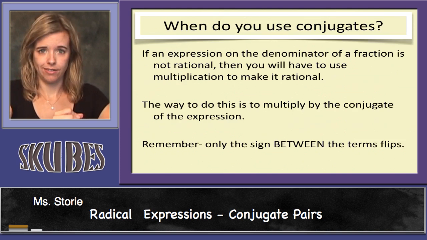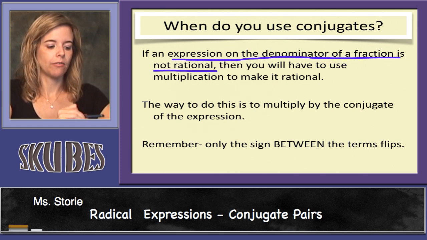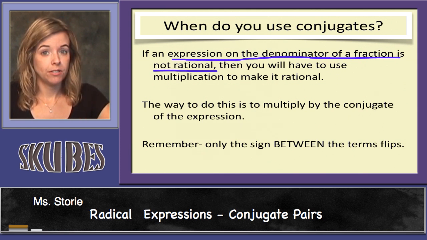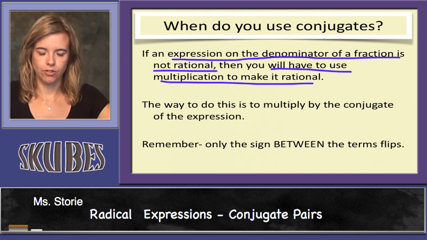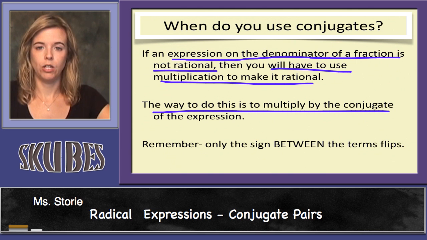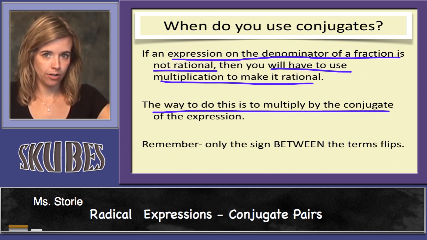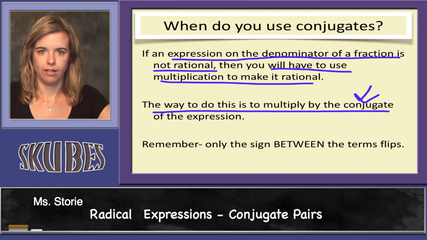Now, when do you use these things? Well, if an expression on the denominator of a fraction is not rational, it means there's a radical down there. Then you will have to use multiplication to make it rational. And the way that you get rid of a radical on the denominator of an expression is you multiply by the conjugate.